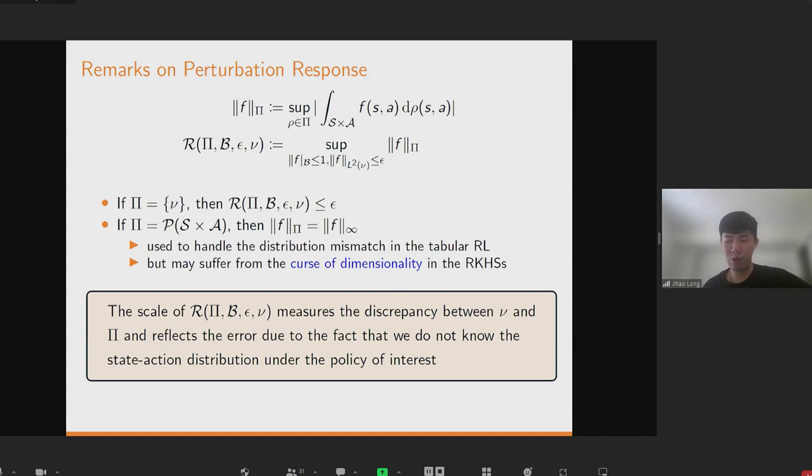However, the estimation with respect to the L infinity norm in kernel classes may suffer from the curse of dimensionality, which is the main difficulty for RL in kernel classes compared to tabular RL. From the definition, we can say that the scale of perturbational complexity measures the discrepancy between nu and Pi and reflects the error due to the fact that we don't know the state action distribution of the policy.